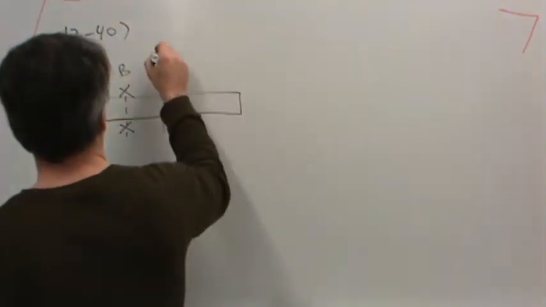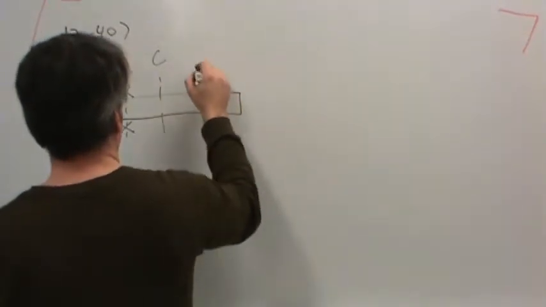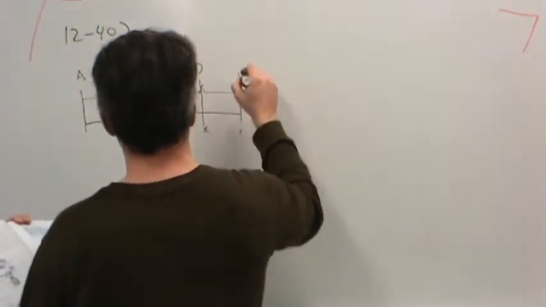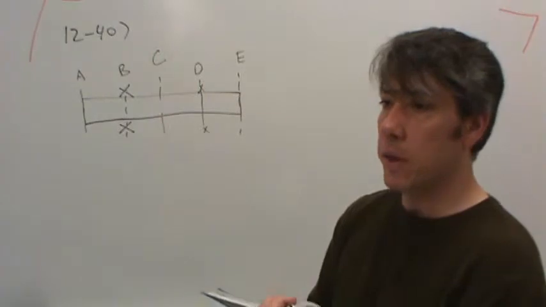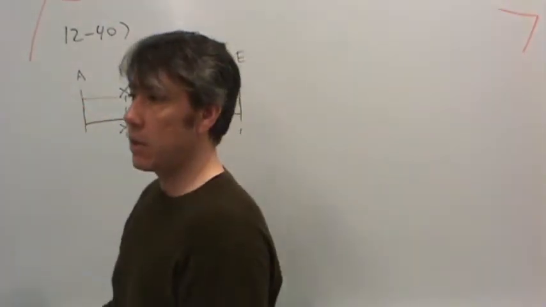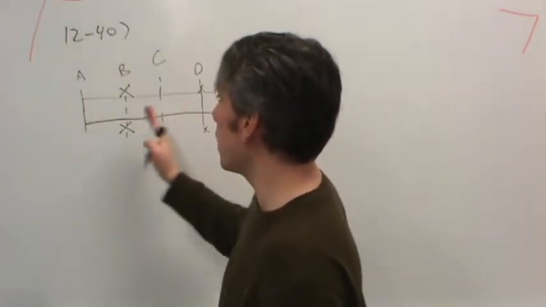Gear C is in the center essentially. Gear, or not gear, but bearing D is off to the side here. And then E is near the end. Now I've drawn A and E at the very ends. The reason for that is because anything beyond those doesn't have any load in it, and so it doesn't matter what we do there. So really the only section of the shaft that we want to analyze is this.